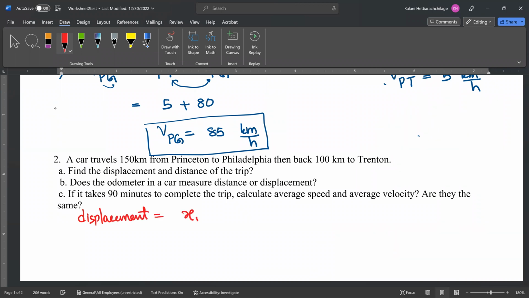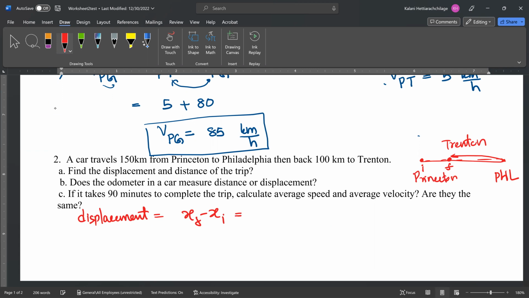Displacement, we know, is x final minus x initial. So now you have Princeton, you go to Philadelphia, and you have Trenton in between, somewhere closer to Princeton. This is Trenton, not on the same line, but somewhere there. Initial and final: this is where you start, because he's going to go there and come back. That's the final place. Now we can write x initial and x final.